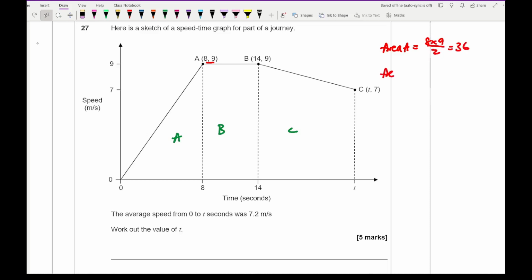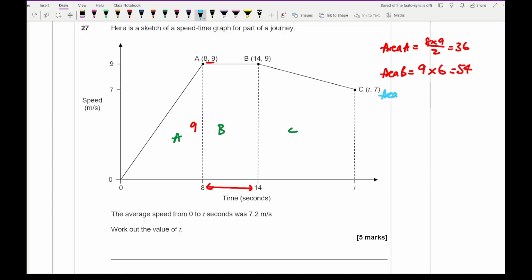Now the area of B is a rectangle, and it's going to be the base times the height, and the height is 9. So it's going to be 9 times the base, which is the difference between 14 and 8, which is 6. So it's 6 times 9, which gives me an answer of 54. Now in terms of C, this is where it looks like a trapezium.